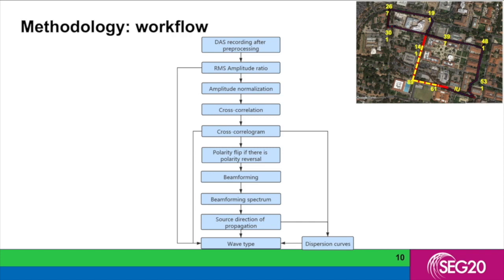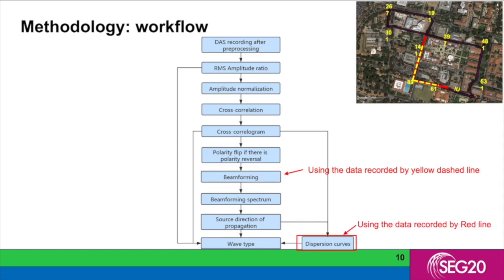This is our processing workflow to resolve source direction and identify the wave type. We first apply amplitude normalization on the pre-processed data. Here we use RMS amplitude ratio. Then we can obtain the cross-correlograms using cross-correlation, and we can identify the polarity from it. Then we need to apply polarity flip on one leg of the cross-correlogram if there is polarity reversal in the cross-correlogram. Next, we can apply beamforming directly on the cross-correlogram and resolve the source directions.